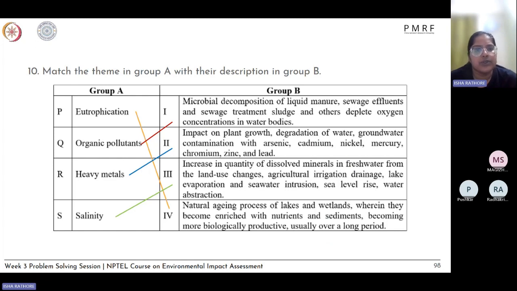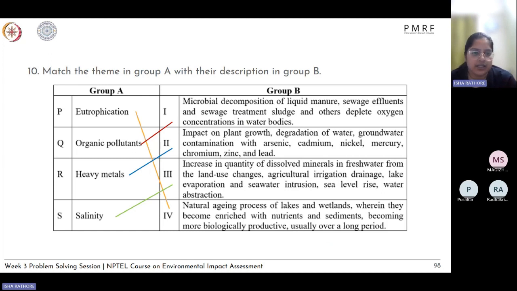And organic pollutants are the microbial decomposition of liquid manure, sewage effluents, sewage treatment sludge, and other such kinds of waste which deplete oxygen concentration in water bodies. So those are organic pollutants. So Q matches with 1.